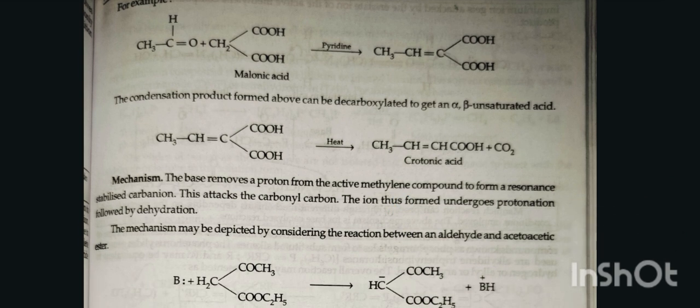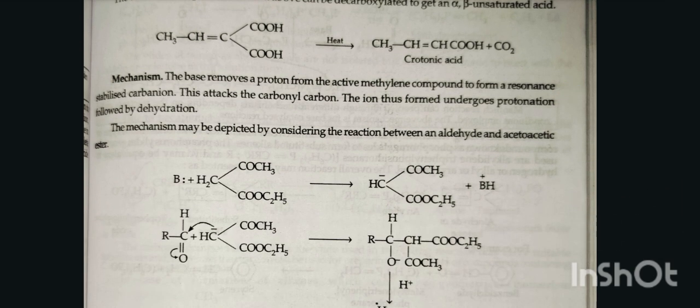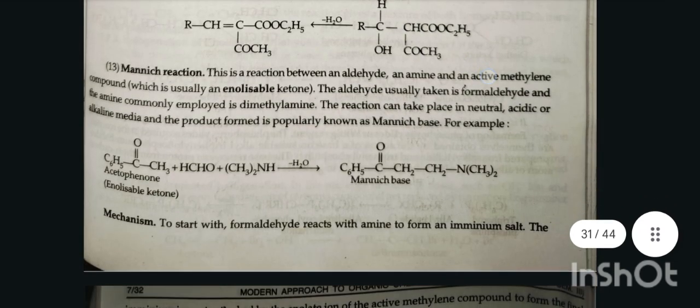For example, malonic acid plus formaldehyde in presence of pyridine gives CH2 double bond C with COOH molecules. The condensation product formed above can be decarboxylated to generate an alpha-beta unsaturated acid. Mechanism: the base removes a proton from the active methylene compound to form a resonance stabilized carbanion. This attacks the carbonyl carbon and the ion formed undergoes protonation followed by dehydration. The mechanism can be depicted by considering the reaction between aldehyde and acetoacetic ester.